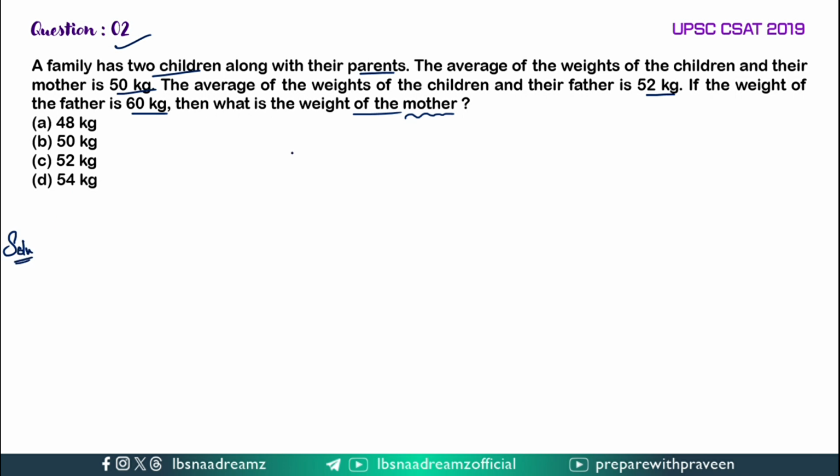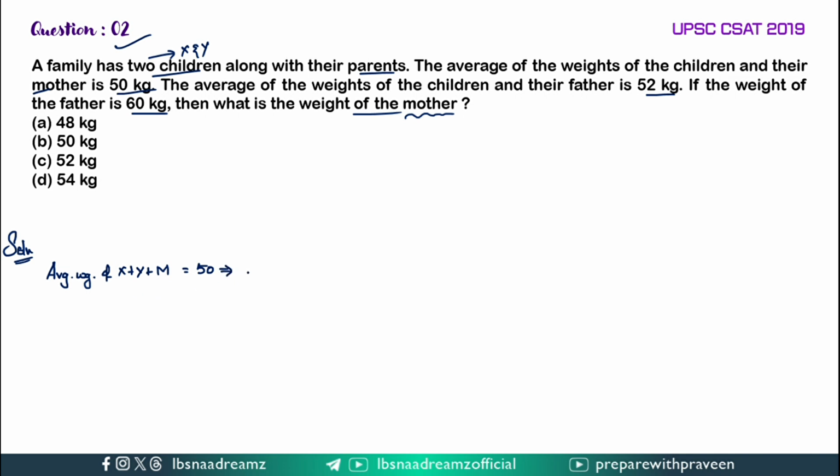So there are 4 members in the family, 2 children and their parents. So let us take these children as X and Y. The average weight of the children and their mother is 50 kg. Average weight of X plus Y plus, let us take mother as M, is equal to 50.